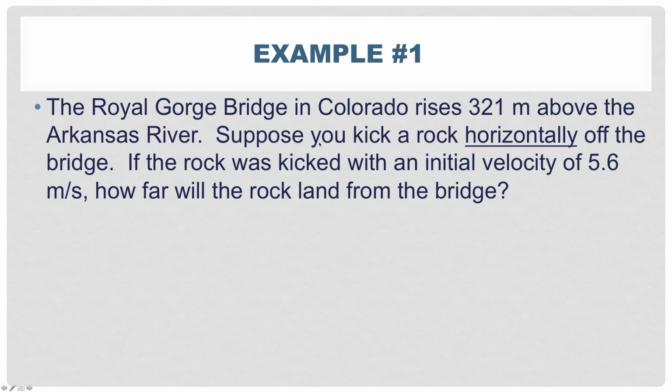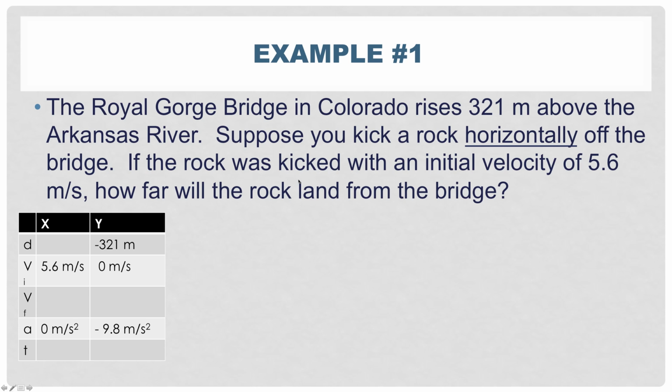So we've got a bridge. It's 321 meters above a river. We kick the rock horizontally off a bridge. If the rock was kicked with an initial velocity of 5.6 meters per second, how far will the rock land from the bridge? So here's our table. The distance that the rock's going to travel down is going to be negative 321 meters. That is because the rock is going from bridge to ground, so it's going down, which makes it negative.